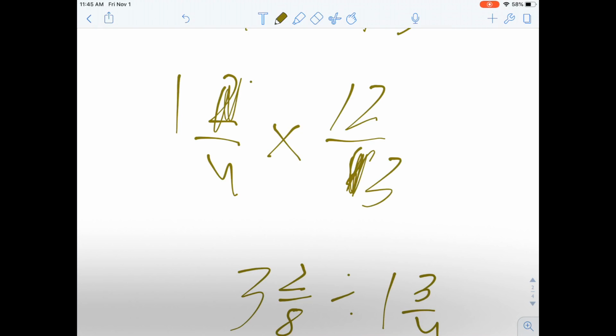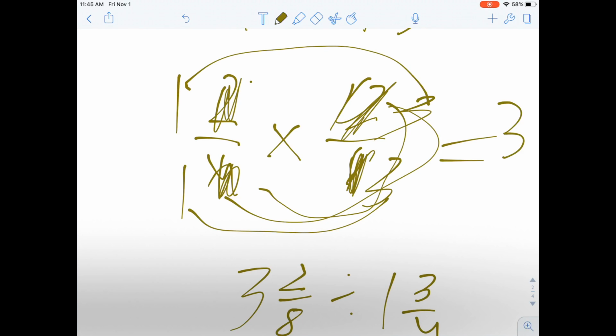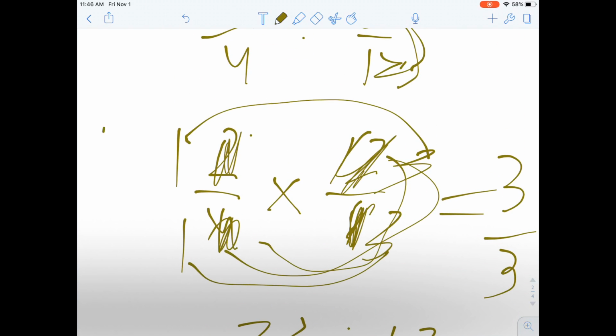Now we see if these two numbers have common factors. So 4 divided by 4 equals 1, and 4 divided by 12 equals 3. So we do 1 times 3, and then 1 times 3, which equals 3/3. And if we need to simplify that, 3/3 equals 1. So our answer is 1.